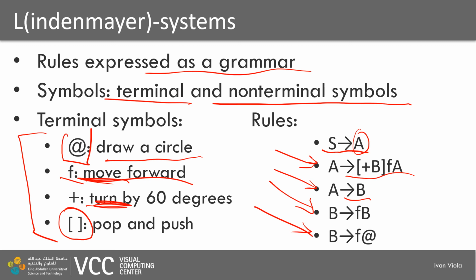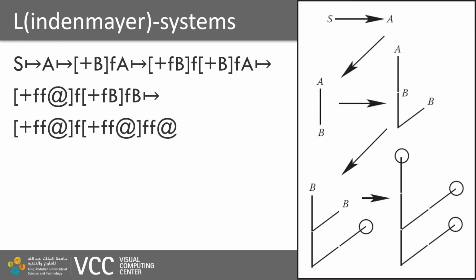Let's have a look at an example of such a Lindenmayer system. So here we have the development of the production of these rules. You can see that in the first case, we have the S to A. So we are having this first step here. In the next step, our A goes to the more complex definition of A into the push and pop of a certain transformation for B, and then forward move to A.